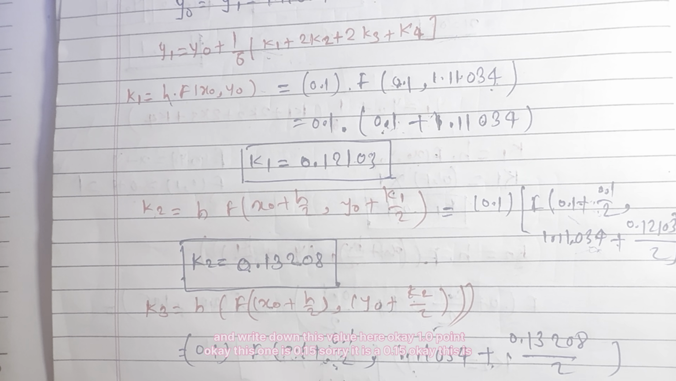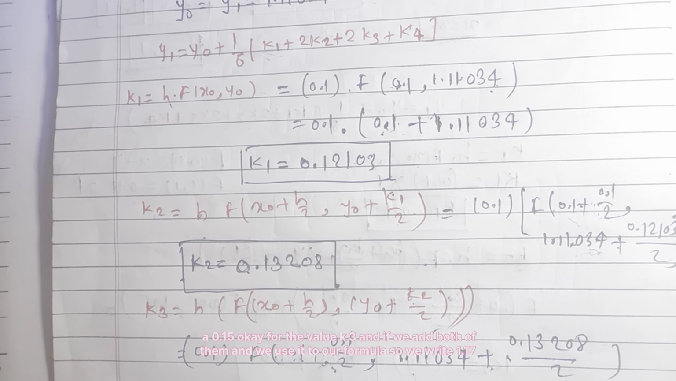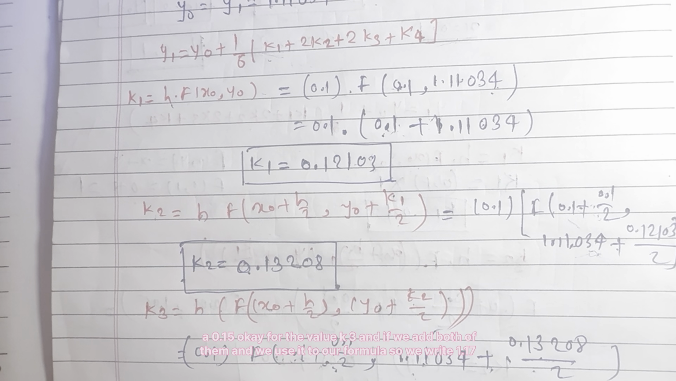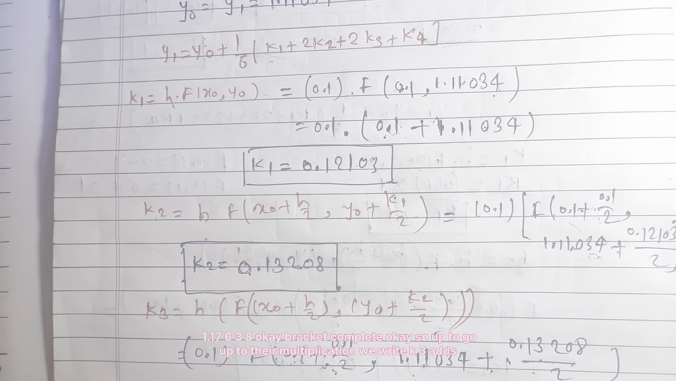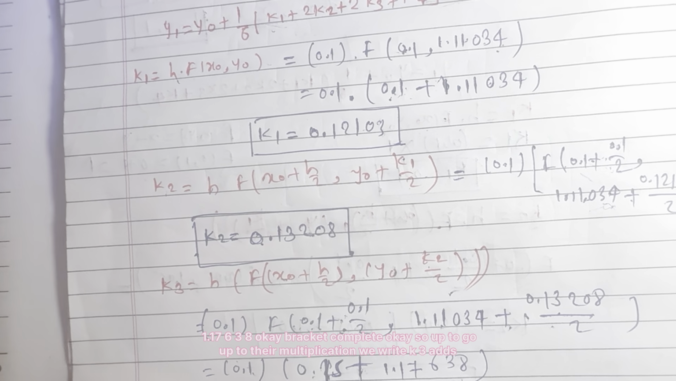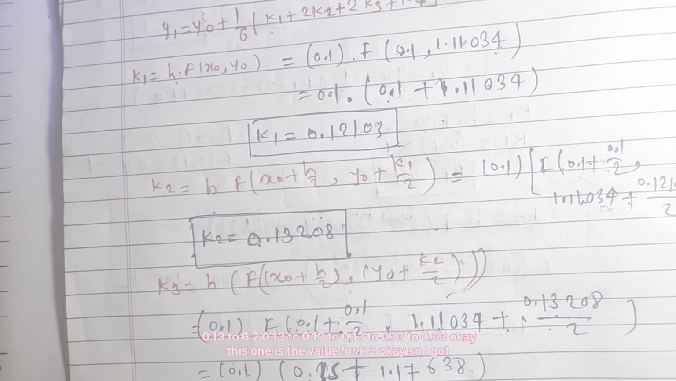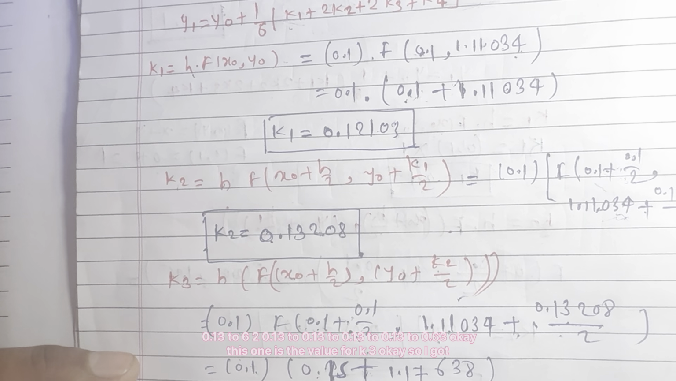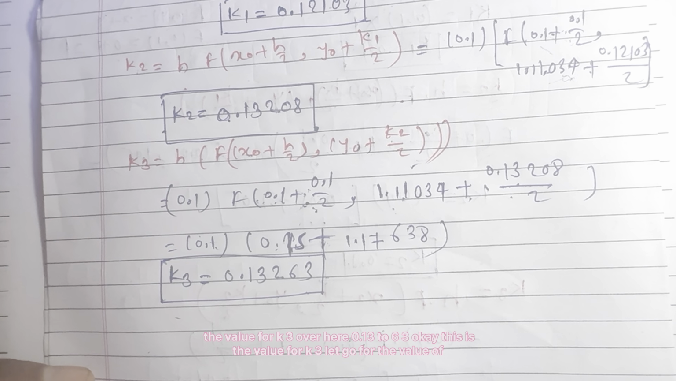Okay, this is a 0.15, for the value of k3. If we add both of them and use it in our formula, we write 1.17638. Okay, bracket complete. After their multiplication we write k3 as 0.13263. Okay, this is the value for k3. So I got the value for k3 over here, 0.13263.